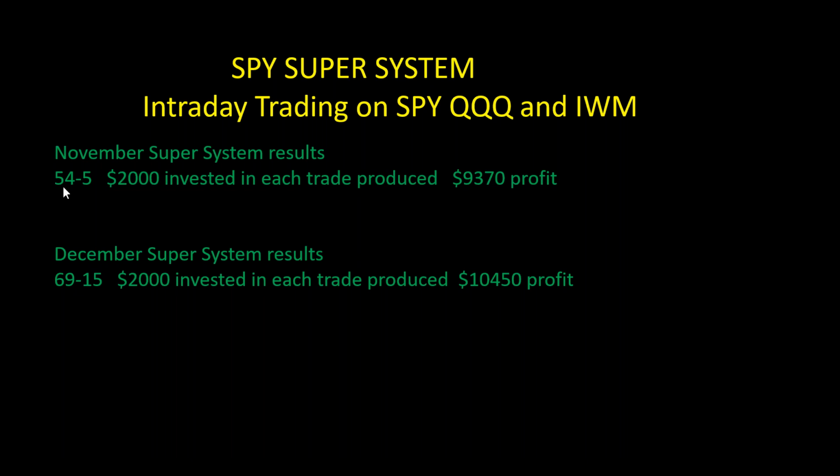This was November, 54 and 5, produced 93.70. December, 69 and 15, 10,450. Really, really good results in the SPY super system trades. I mean, these are really, really good.